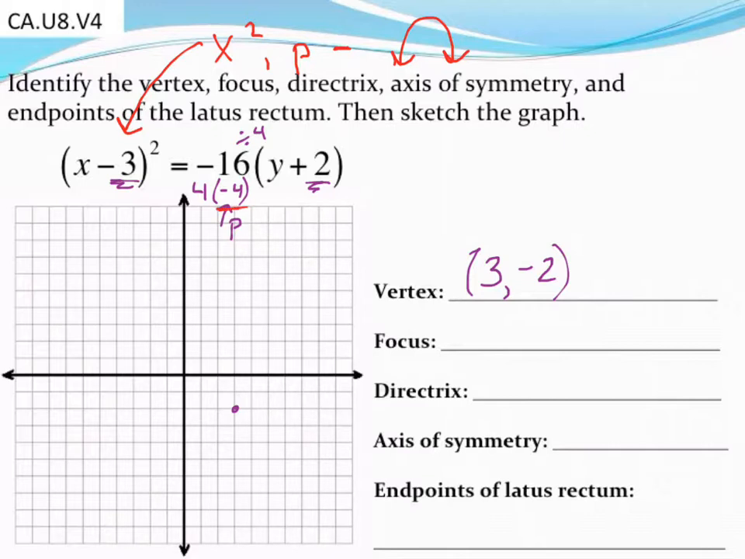So from where your vertex was, let's count down 4 spaces. 1, 2, 3, 4. And there's the focus of our parabola. It's not a point on the parabola, but it's what your parabola sort of wraps around. So it's going to look something like that when we're done. Anyways, let's go ahead and find the coordinates of that. If I count that out, it appears the focus is at the point (3, -6).